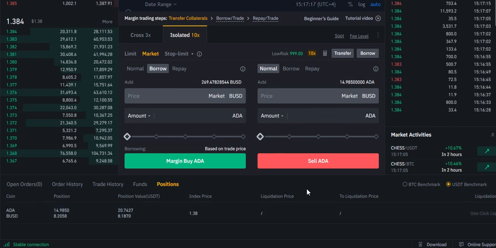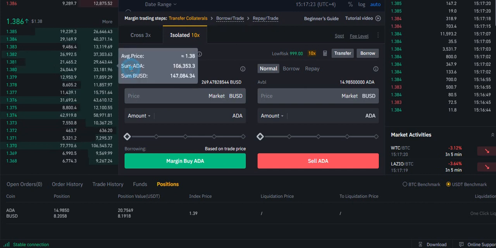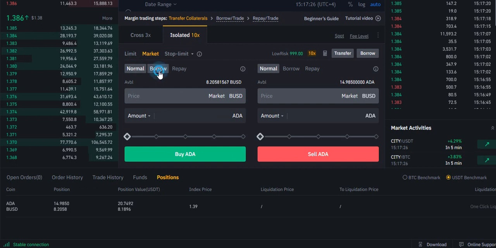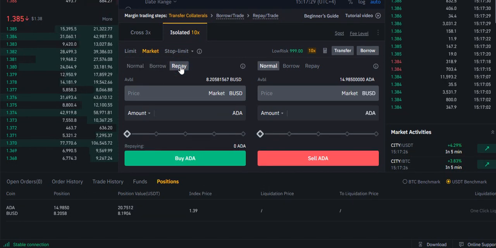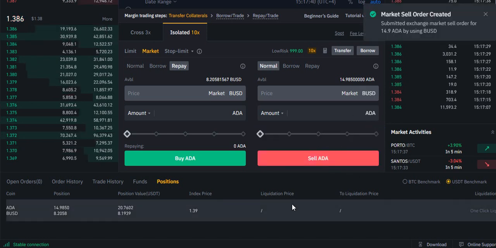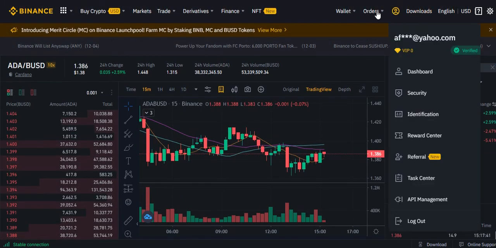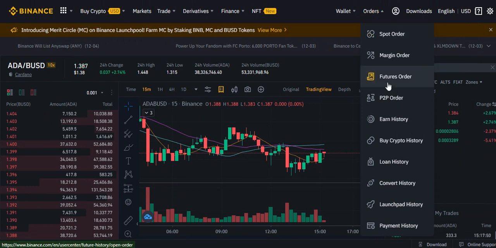I also showed you the difference between cross and isolated margin, how you can borrow some money and how you can repay. So this is all about cross margin and isolated margin. Here I have to sell all my ADA and exit all my amount from here, because I don't want to do any cross or isolated trading right now. I will make a video on both trading. It's also one of the best trading strategies.